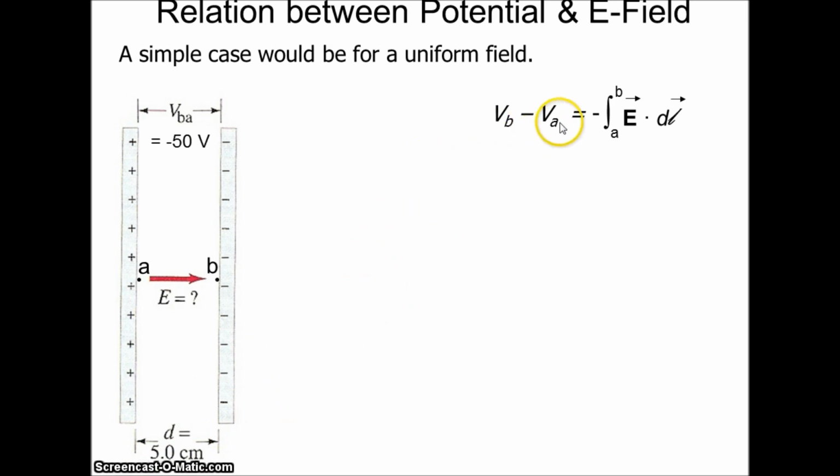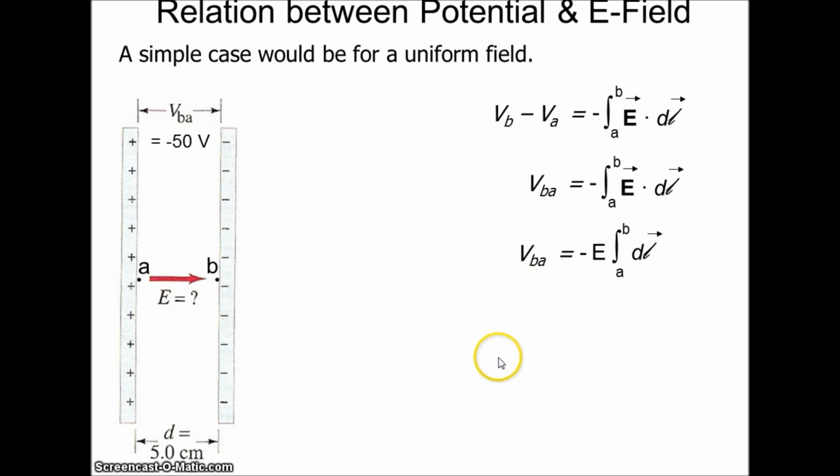So VB minus VA equals negative integral from A to B of E dot dl. I'm going to rewrite this VB minus VA as VBA. Now this E field is constant, so I can factor that out of the integral. Then all I have to do is sum up the line elements over here. Well, that's just simply the distance, because the integral of dl is going to be L, and when I go from A to B, that's the distance, which is 5 centimeters.